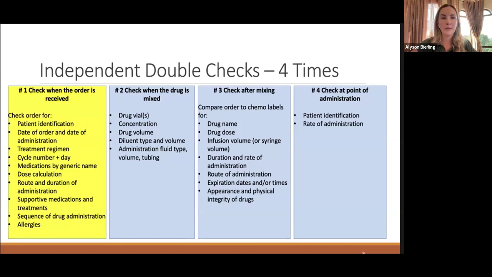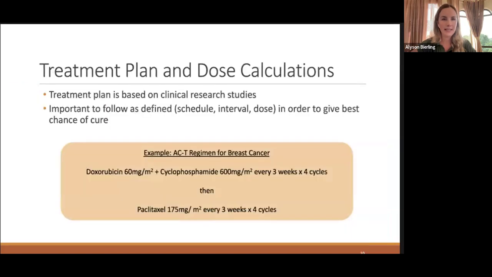there is going to be an independent double check that verifies all of the following components that you can see on the slide here. So we're going to be checking the order for the patient identification, the date of the order and the date of administration, the treatment regimen, cycle number and day, medications by their generic name, dose calculations, route and duration of administration, supportive medications and treatments, sequence of drug administration, and allergies. So all of this happens before we mix the chemotherapy. In the next slides, we'll go into a bit more detail on that.